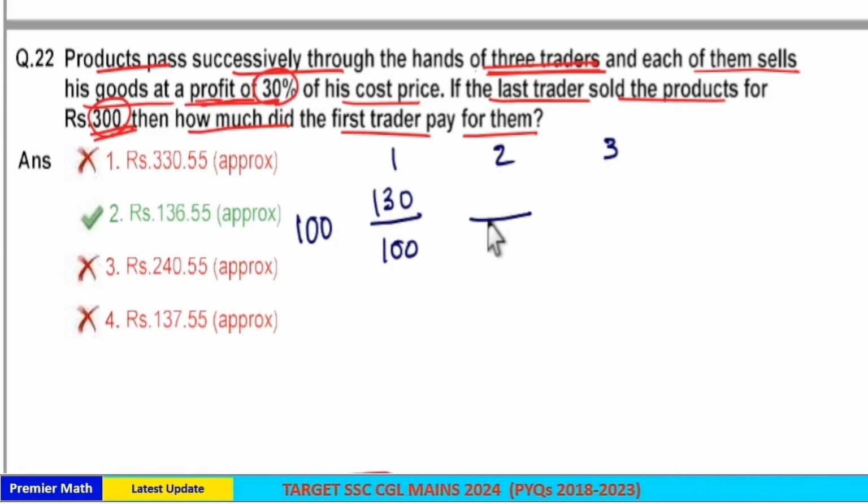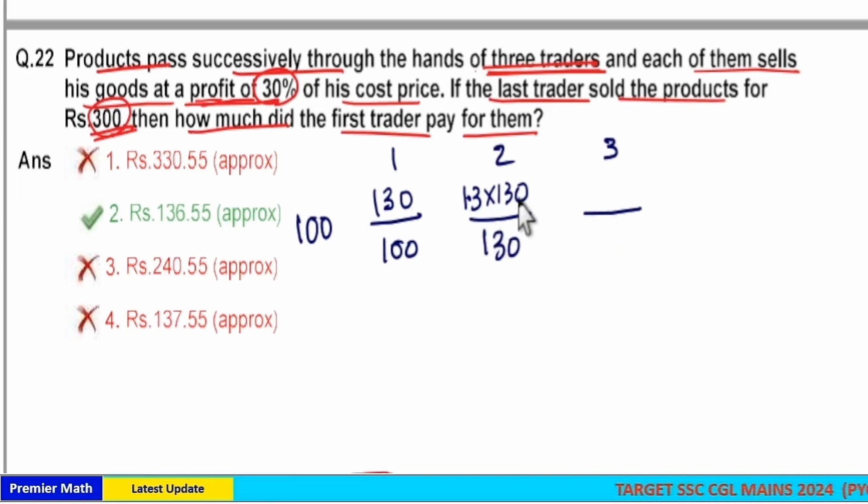Again in the second case, the trader buys it at 130 rupees. That is, his cost price is 130 rupees. That is the sell price of the first person. Now, the second person also sold it at 30% profit. 30% profit means 130% of the cost price. 130% means 1.3 of 130. Now, this sell price is the cost price of the third person because he bought it at this price. So 1.3 into 130 is the cost price of the third person.